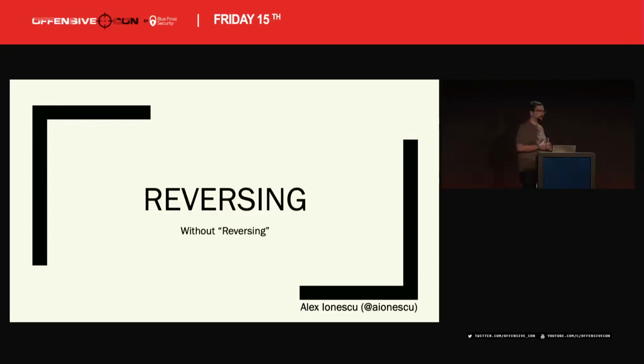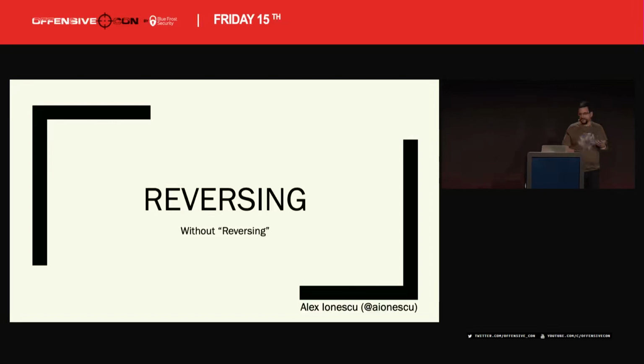I'm here to talk to you about this idea of reversing without reversing. And really what I mean by that is, when we look at reverse engineering, what does it mean? How do I think some people see it? And how do I think it should be seen instead? And how, by seeing it that way, you might be able to accelerate some of the same work you're doing.